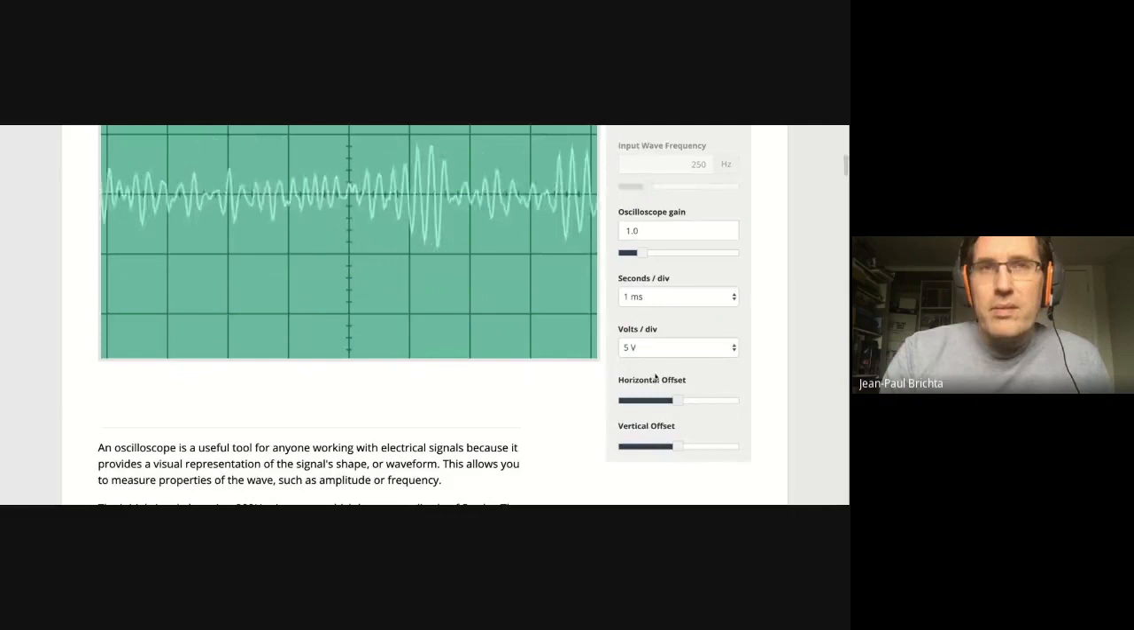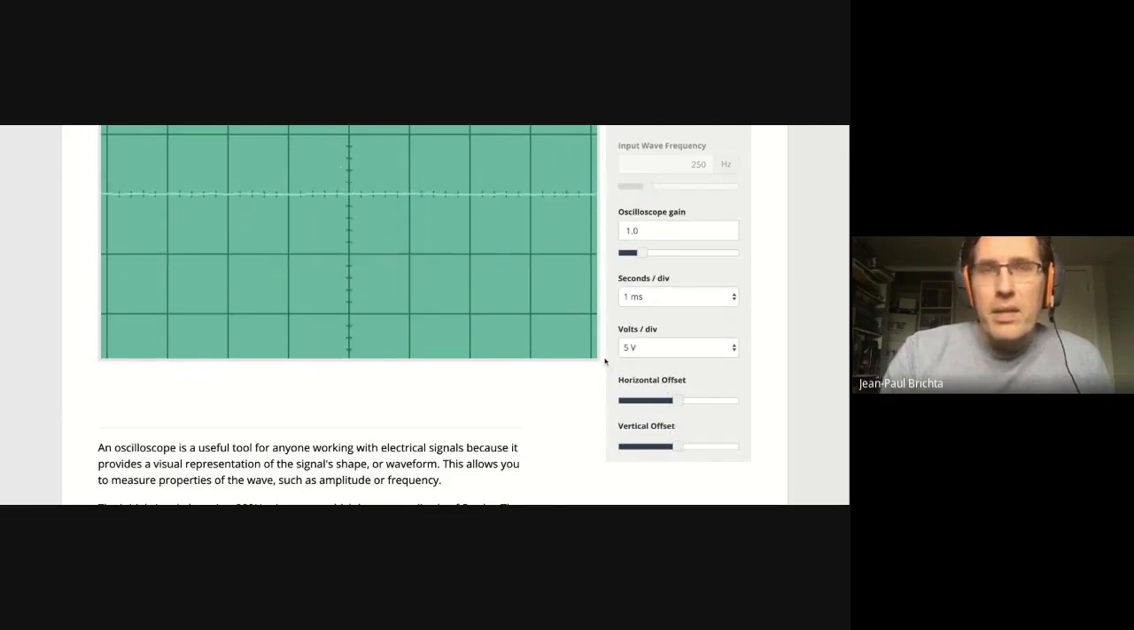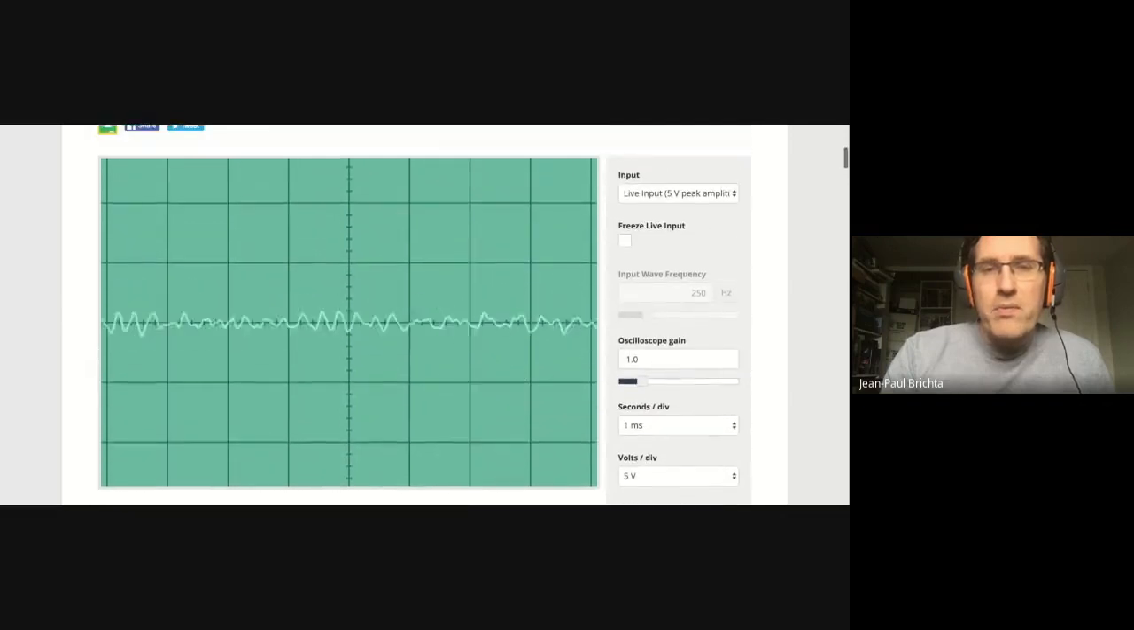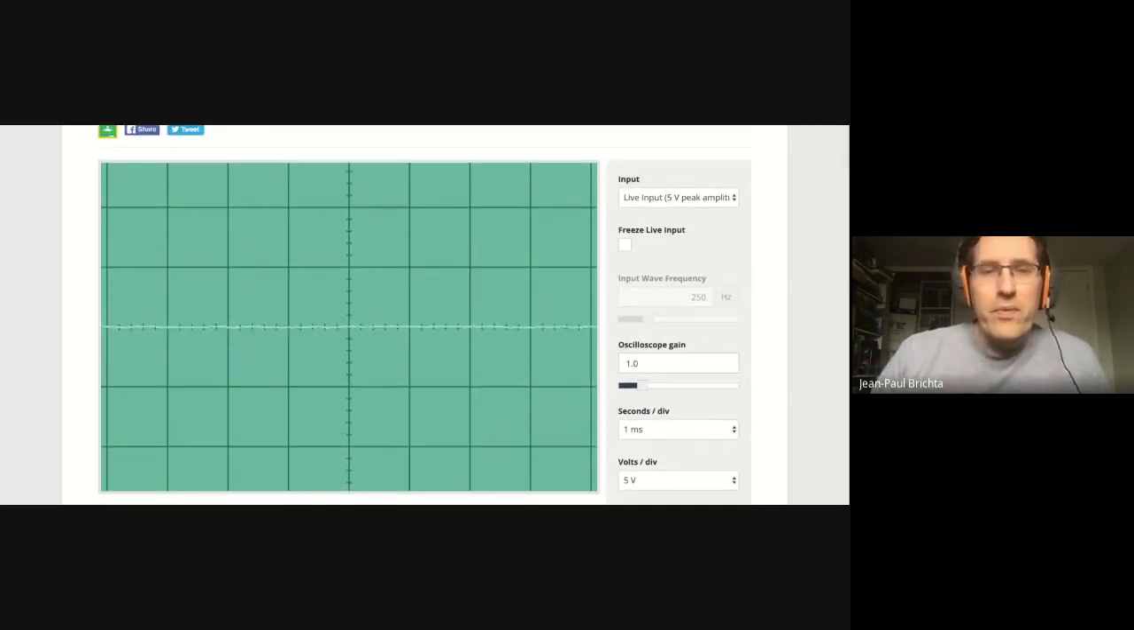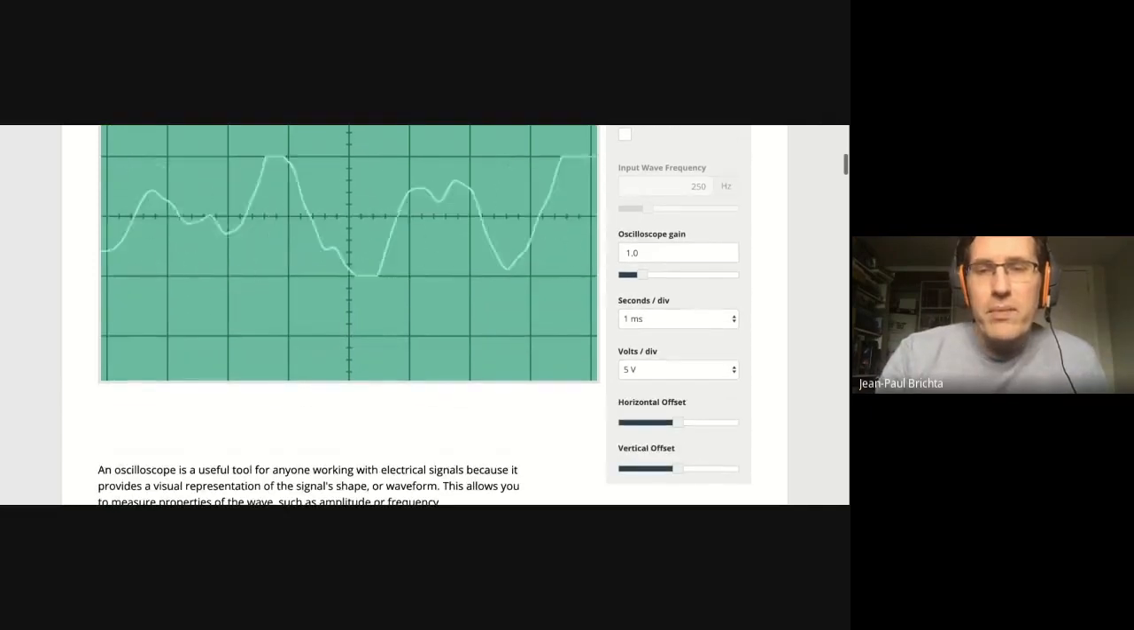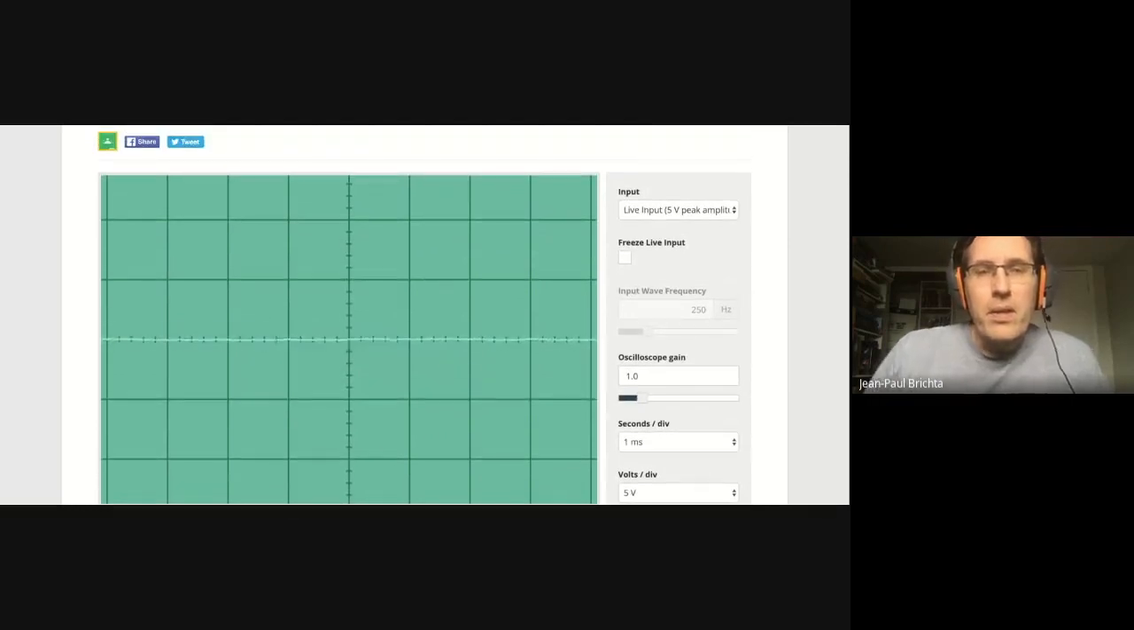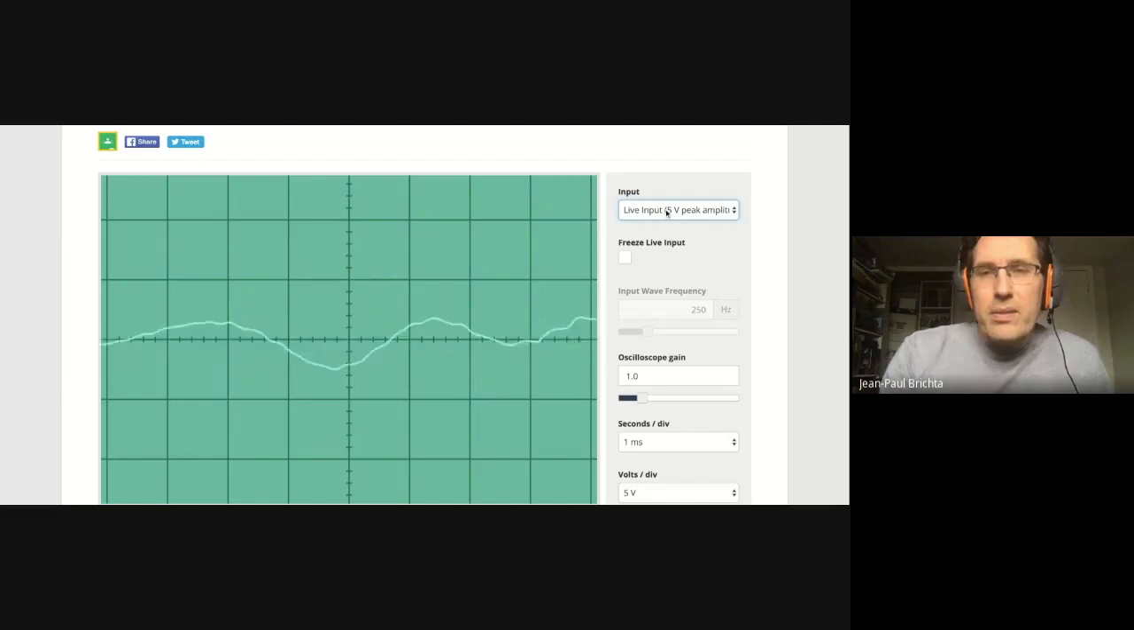And these two things, the horizontal offset and the vertical offset, just allow me to move the wave around when it's frozen on the screen. I'll do those later on. I don't really play with the vertical offset too much, but I do sometimes adjust the horizontal offset. We'll see why. Okay, so let's just look at a wave that is a sine wave, like this.